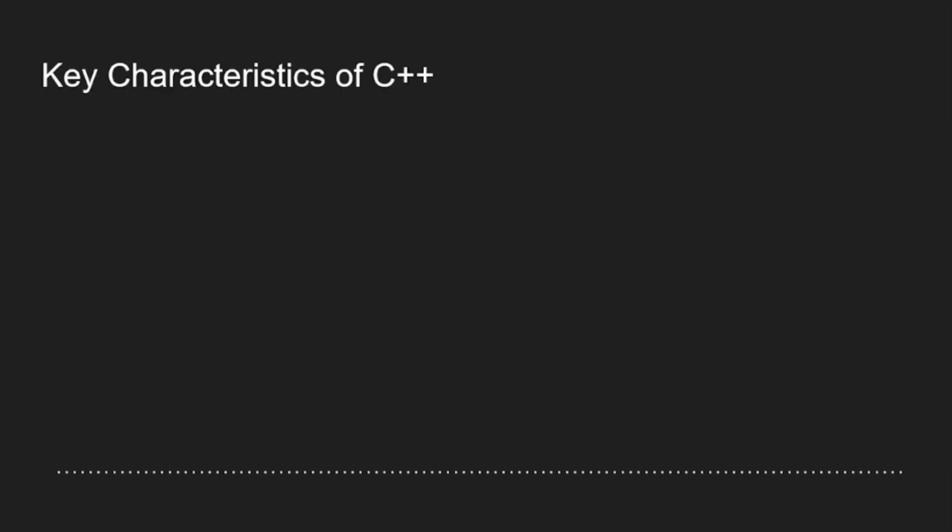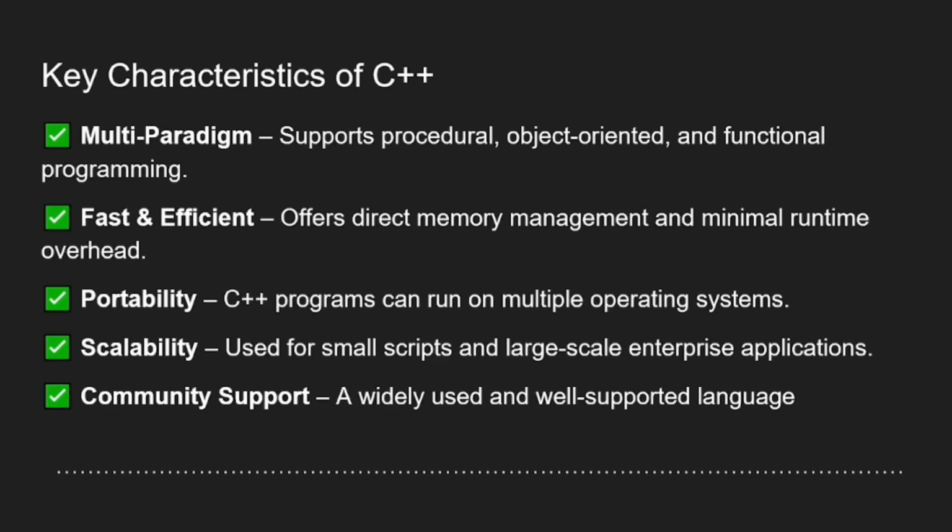Key characteristics of C++. I'm going to tell you about the characteristics of C++. The main benefit of using C++ is that it has multi-paradigm support: procedural, object-oriented and functional programming. Basically, it makes things simple and easy to understand for everyone by using object-oriented programming, with classes, objects and functions that make it more easy and efficient. It also makes for faster execution time.